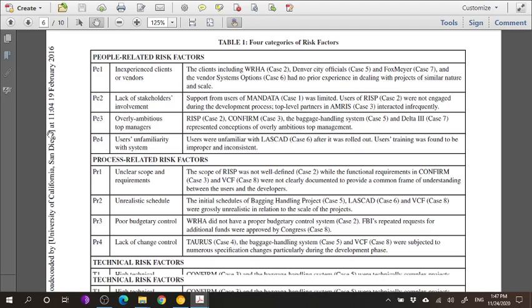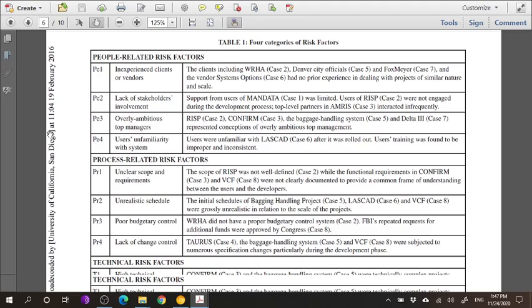Now, the second people-related risk is the lack of stakeholders' involvement. The stakeholders could be the users, the upper management, or the shareholders themselves; it could be any of those people or all of them. So, support from users in the first case was very limited, which was the Mandata case, which is why it failed. The users of RISP in case 2 were not engaged during the development process, hence the system that was developed was without their input and did not fulfill their requirements.